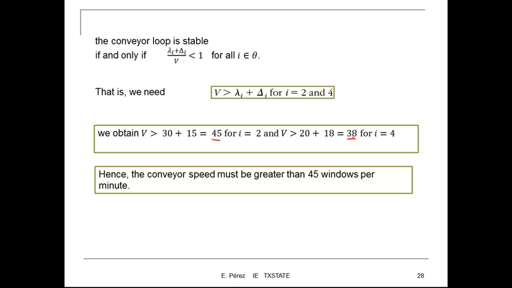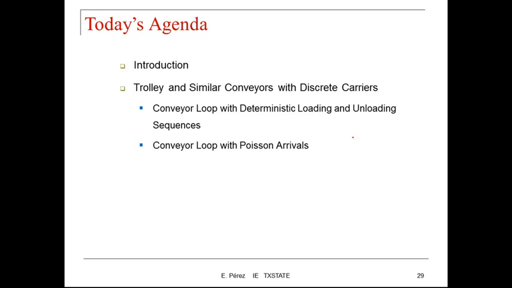And that concludes this topic on conveyor loop with Poisson arrivals. The homework that is assigned is now in Tracks, so you can look at the homework. You're going to have problems coming from this topic and the topics that we covered in our previous lectures. Thank you.